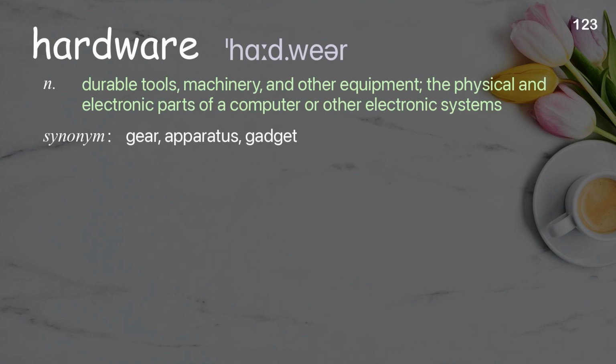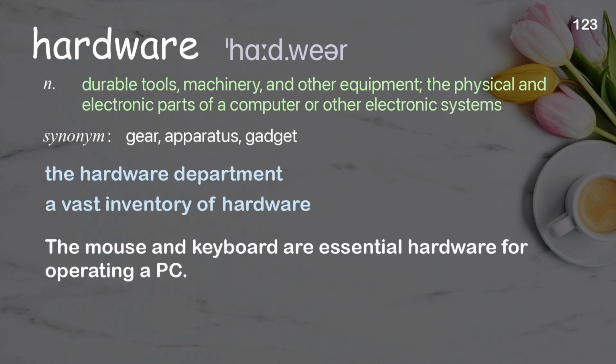Hardware. Durable tools, machinery, and other equipment, the physical and electronic parts of a computer or other electronic systems. Examples: The hardware department. A vast inventory of hardware. The mouse and keyboard are essential hardware for operating a PC.